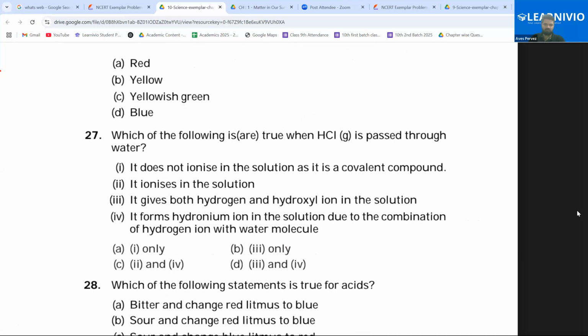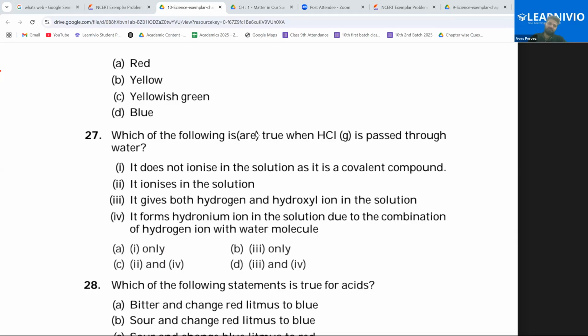Then number 27. What could be the answer for question number 27? Don't write it, only just tell me the answer. If you are able to tell me the answer, then it's okay. Tell me. Sir, it is 4 and 2. Yes, very good, shabash.